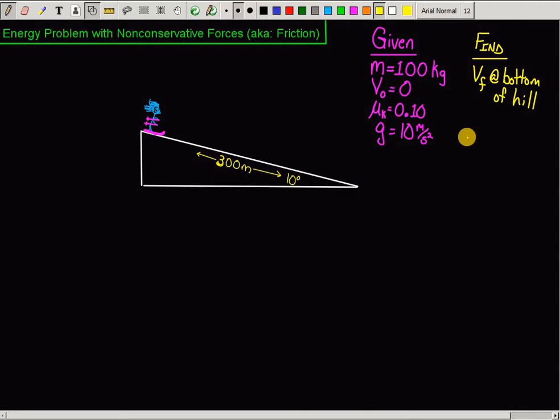All right, so let's go through the process of solving this using what we know about energy. First we're going to draw a little free body diagram on our character. Beautifully drawn character, by the way. Right, so we've got the force of weight, and we have the normal force.